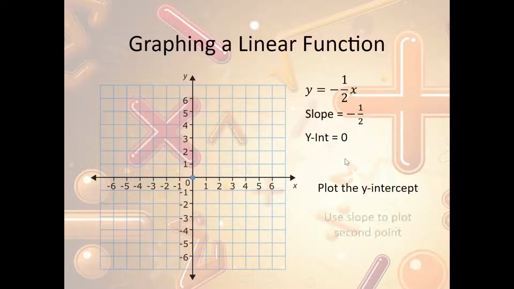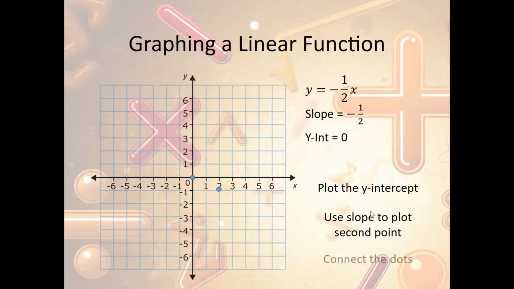The next step is I'm going to use the slope to plot my second point. Remember, this is change in y over change in x, or you might have heard it in the past as rise over run. We're going to talk about it as change in y over change in x. So my change in y is negative 1. So I go down 1. And my change in x is 2, so I'm going to go to the right, 1, 2, and plot my point. So now I have my first 2 points.